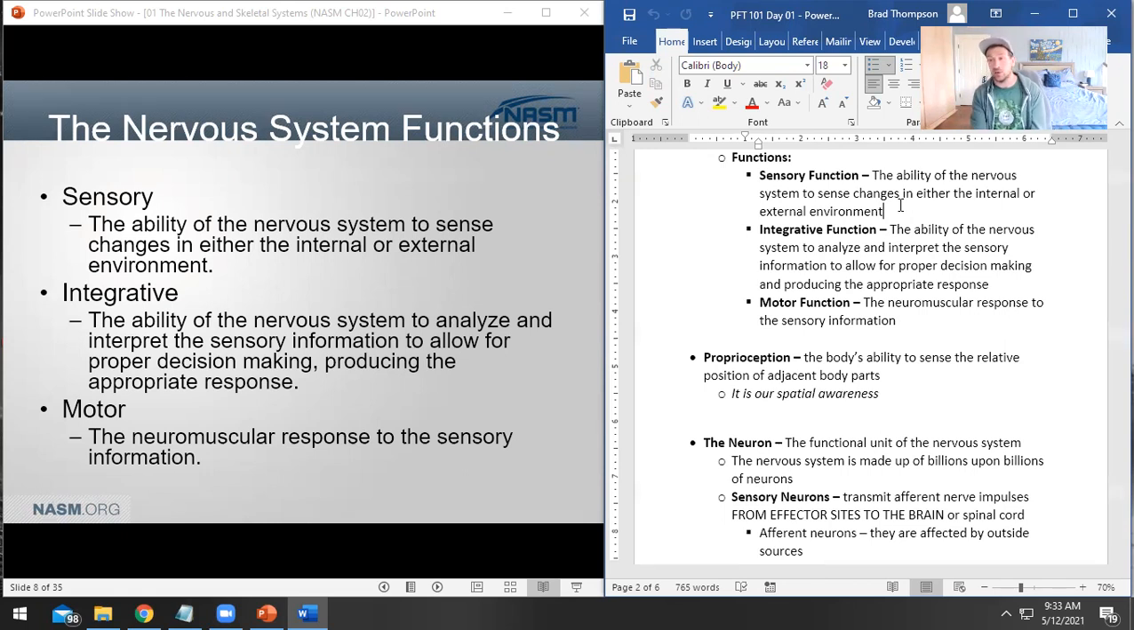And then we've got integrative function. Integrative function is what happens after sensory function. So sensory function gathers data.